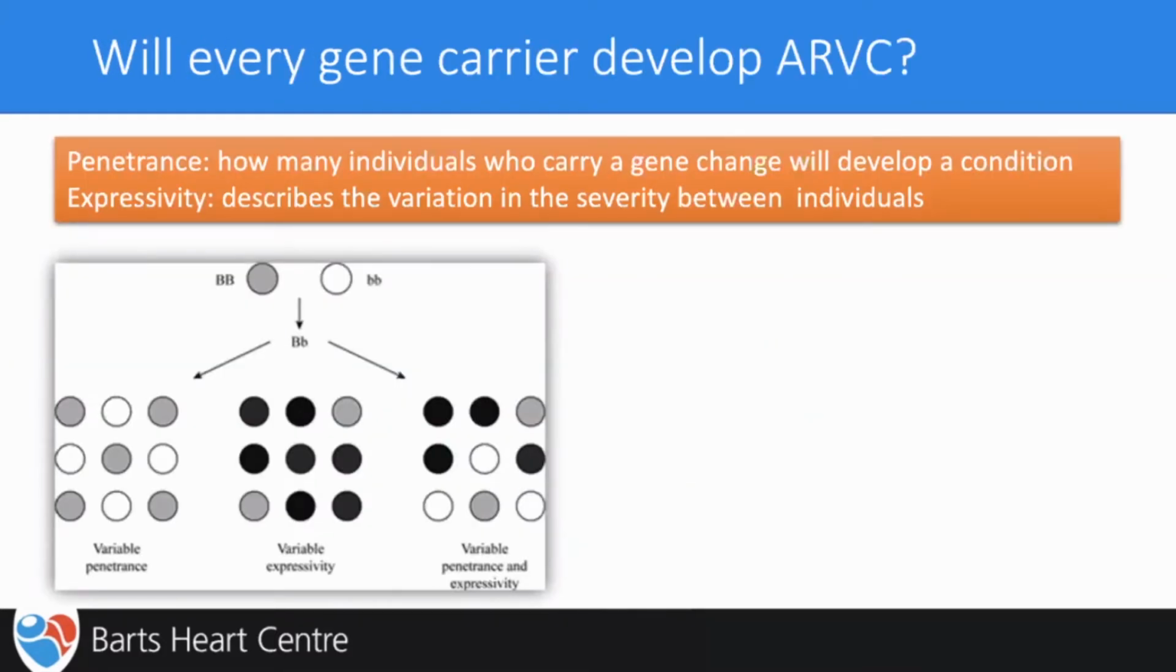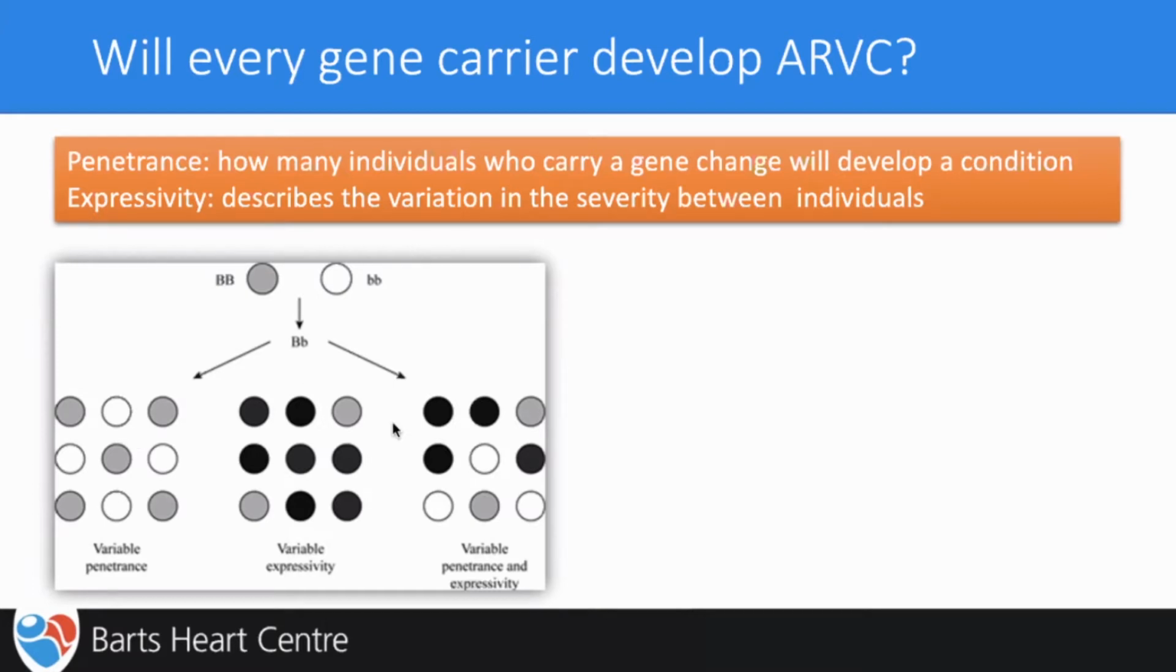Now, I'll just talk to you a little bit about that. I think that's an important question, whether every gene carrier will develop ARVC. And now we're talking about two things. One is the penetrance, and this describes how many individuals who actually carry the gene change will develop a condition. And the expressivity, which essentially describes the variation in the severity between individuals that carry the mutation and have a condition. And as you can see here, there is a very variable penetrance and expressivity.